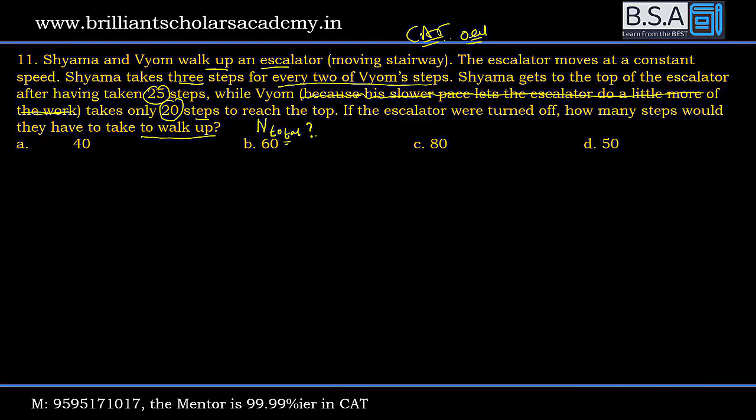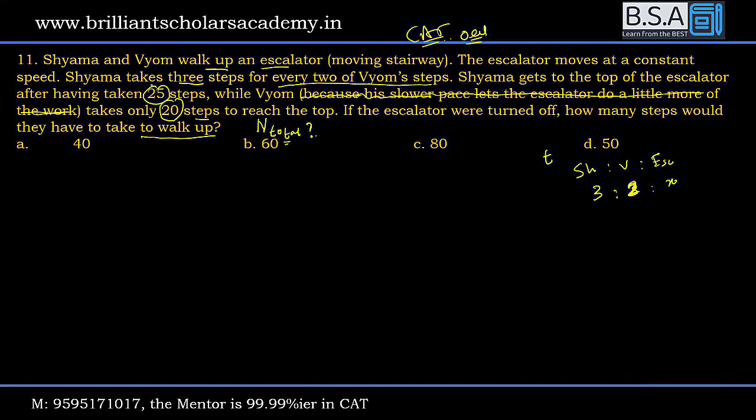One of the key parts of the information is this. Shyam takes 3 steps when Vyom takes 2 steps. Shyam and Vyom's steps are 3 and 2. If I assume the escalator takes X number of steps in the same amount of time. Now, what is the first hint?